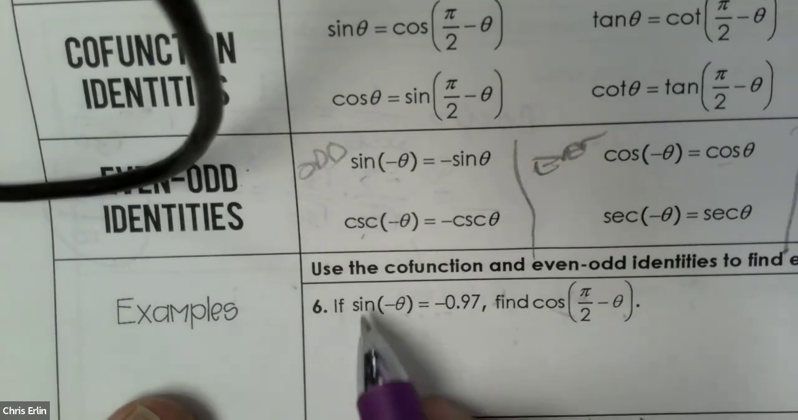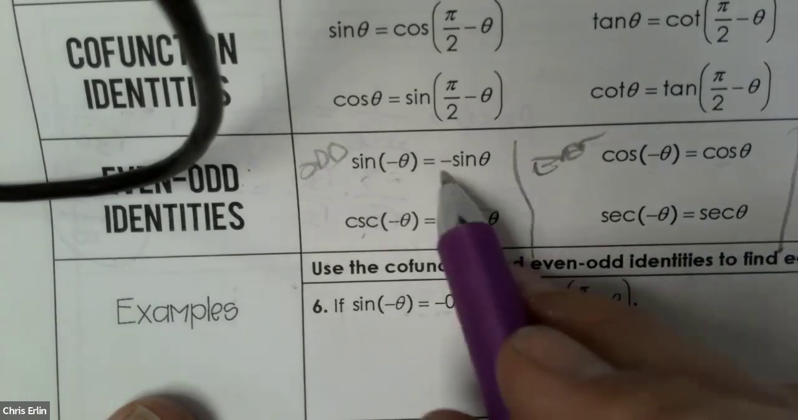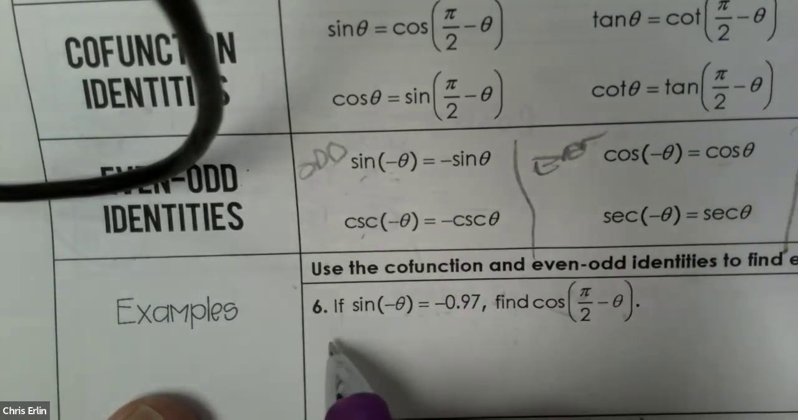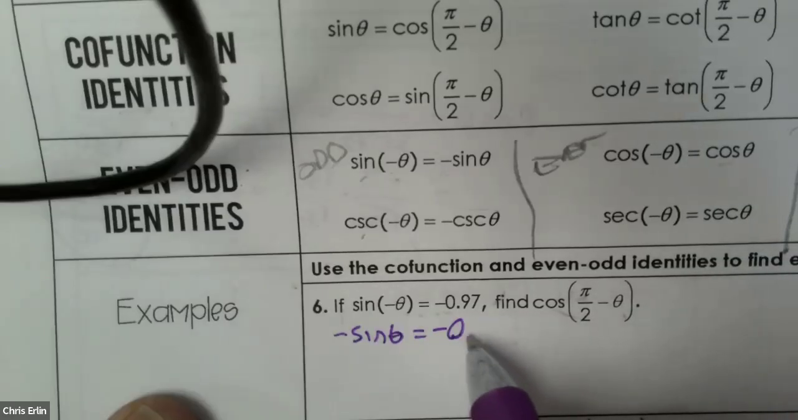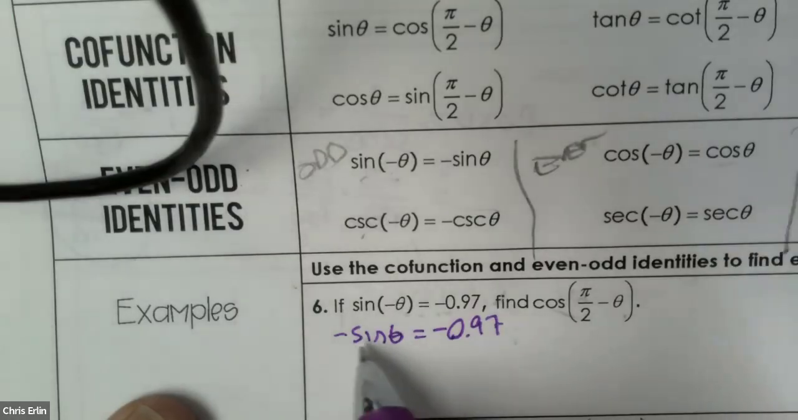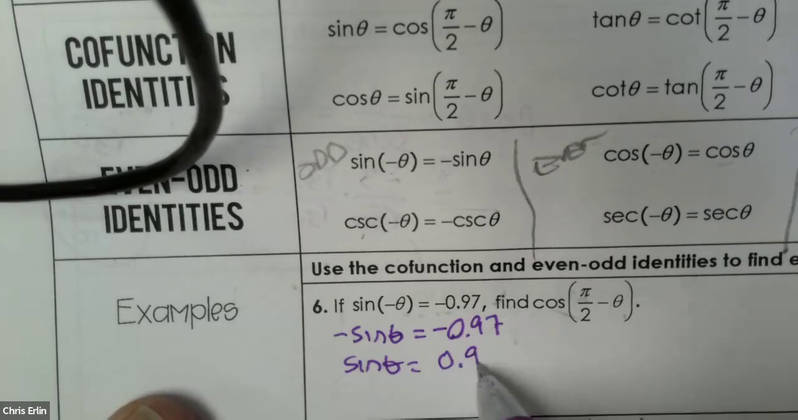This says sine of negative theta. So I'm going to replace it with what is equivalent to it. Negative sine of theta is equal to negative 0.97. All I switched is this piece. Now, I don't like a negative out front here, so what am I going to do to get rid of it? Multiply both sides by -1, and I get that the sine of theta is equal to positive 0.97.